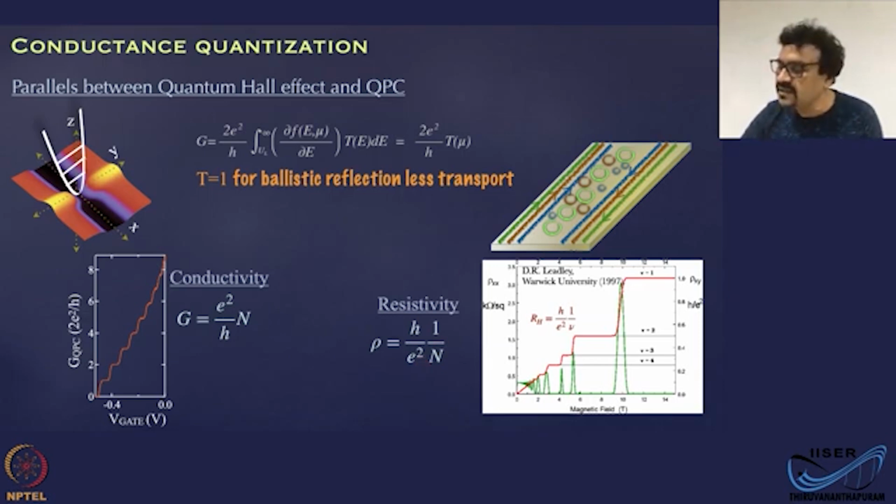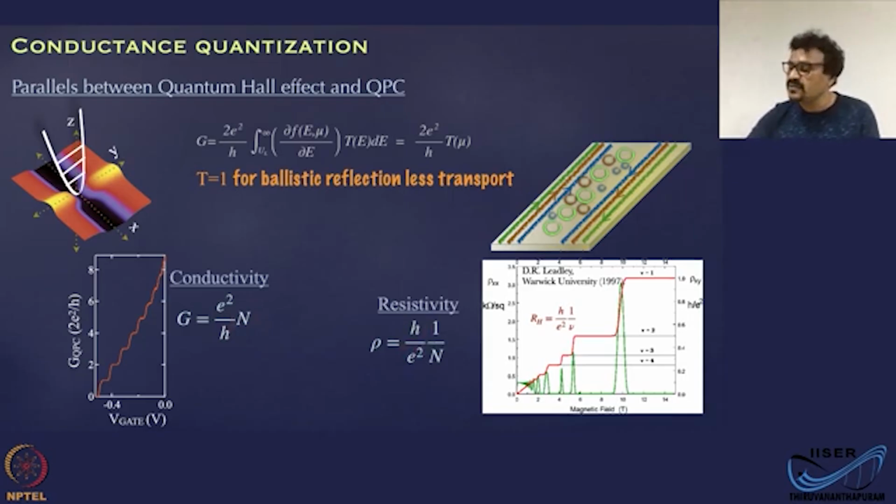But here, every step is quantized. The resistance is quantized as h by e square into 1 by n, or the conductance is quantized as e square by h into n. If you just invert this, you will get this.